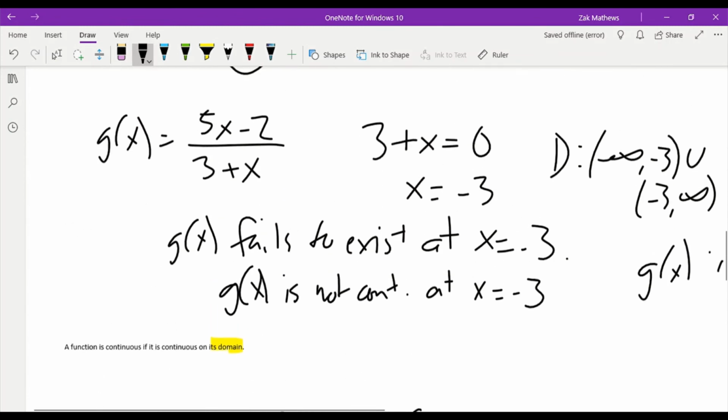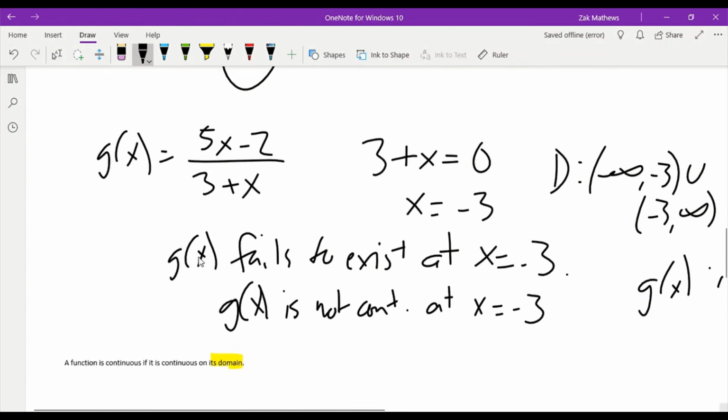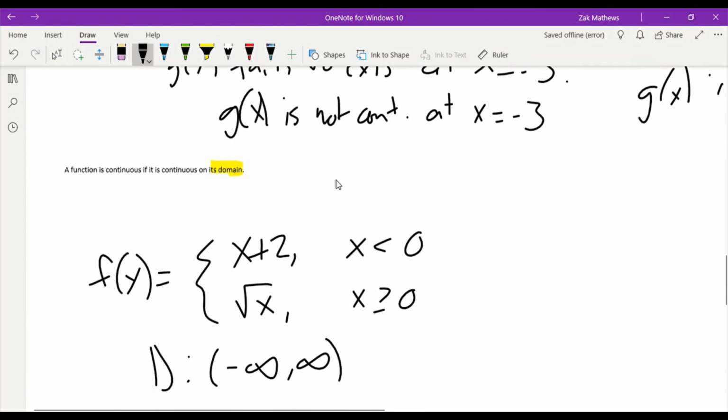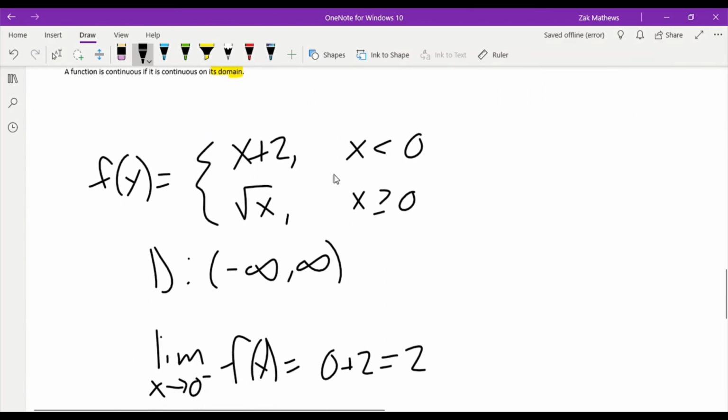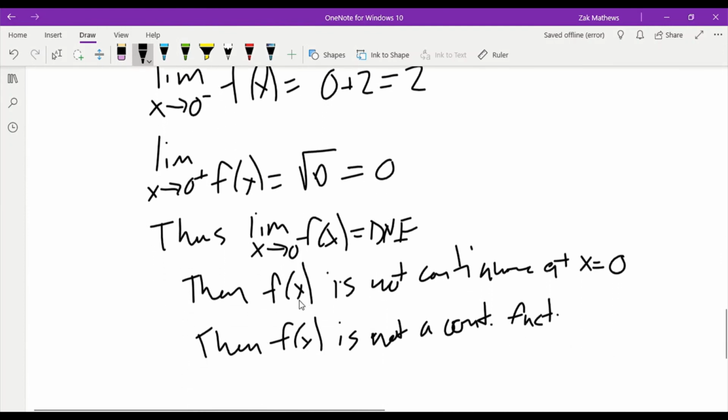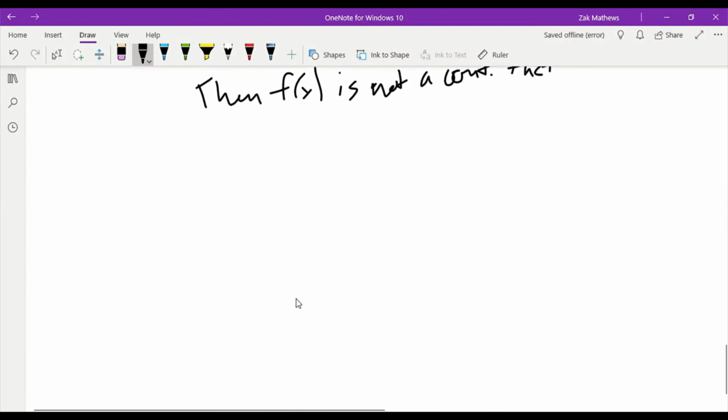So now we have had two examples of a function failing to be continuous at a point. But in the first example, the point was not included in the domain, so we can still say the function is continuous. The second example, because the point was in its domain, it's not a continuous function. It breaks at that center point. Let's take one more example.